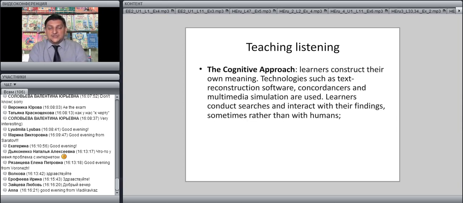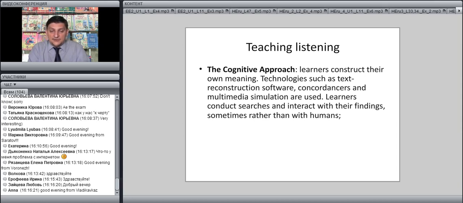Another approach, which appeared fairly recently and started mainly in the 1990s, is called the cognitive approach. Those people who adhere to this approach believe that learners construct their own meaning. By this we mean that sometimes you are saying something and you want to convey one meaning, but what the students will understand may be a totally or somewhat different thing. This approach heavily relies on technologies. Things like text reconstruction software, concordances and multimedia simulations are used.